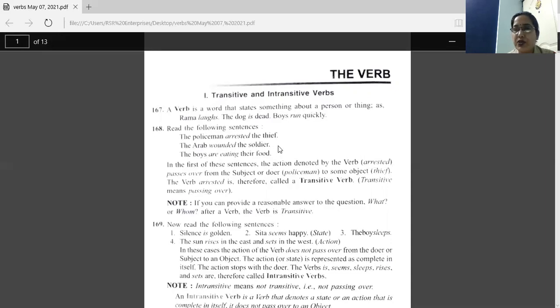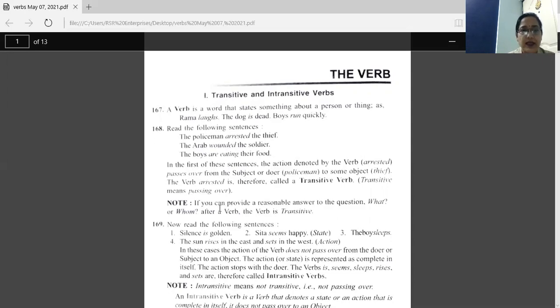The Arab wounded the soldier. This action is affecting this object, or passed over to this object, the soldier. So wounded is a transitive verb. The boys are eating their food. Boys is the subject, are eating is the verb and it is passing over to this object, their food. So are eating is a transitive verb. So what are transitive verbs? The verbs which carry objects to complete their meaning are known as transitive verbs.